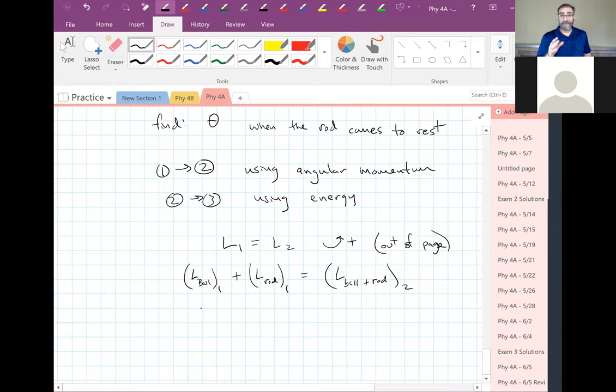The ball is an object moving in a straight line. What do we use for that? We use its momentum times the perpendicular distance from the line of the velocity, or the line of the momentum, to the axis of rotation. Angular momentum and linear momentum are two different things. They are independent of one another. Don't mix and match. Do not put MV here. That would be wrong. It's MVD perpendicular. It has to be angular momentum.